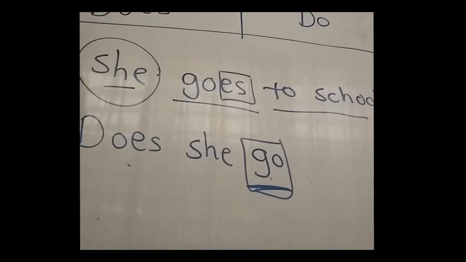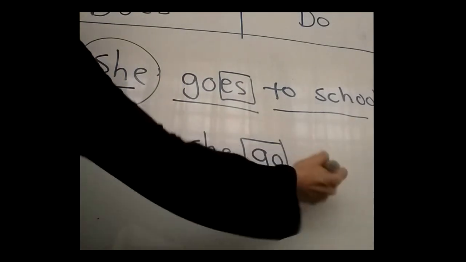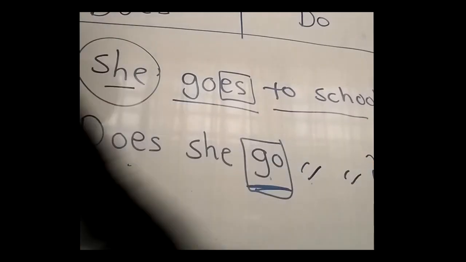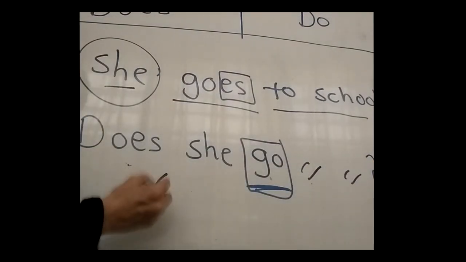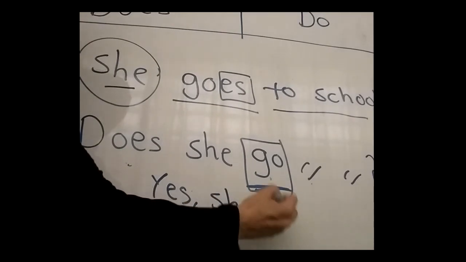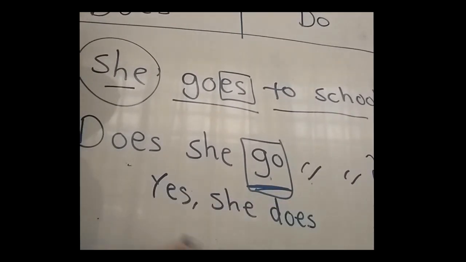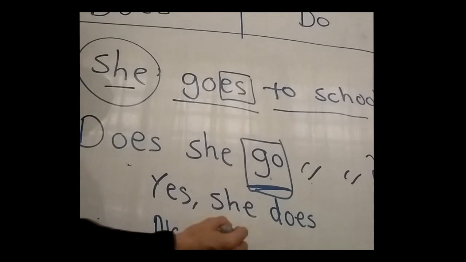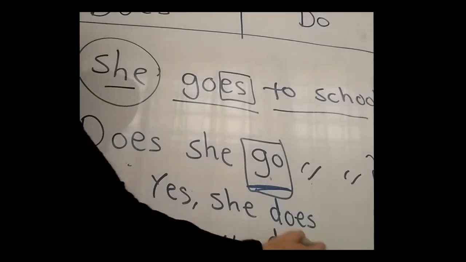What is the meaning of base form? Base form is where you don't add anything to the verb. So here, does she go to school? Then a question mark. The answer will be yes, she does, or no, she does not.